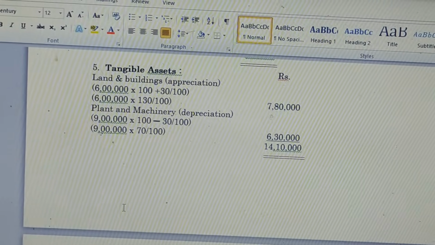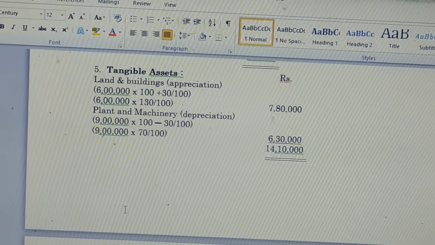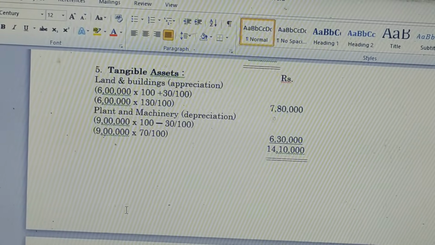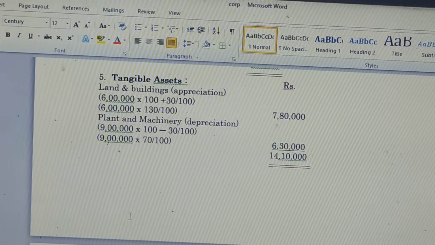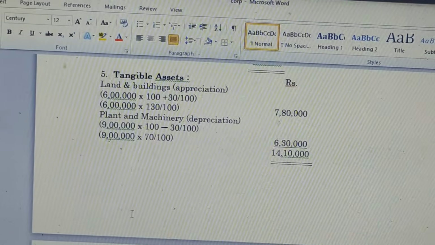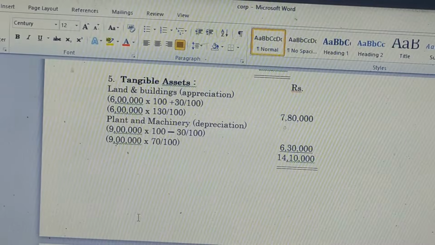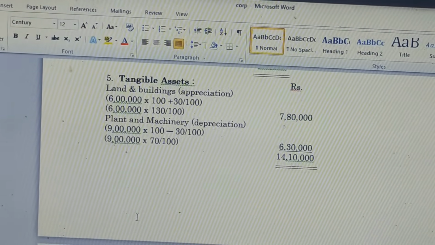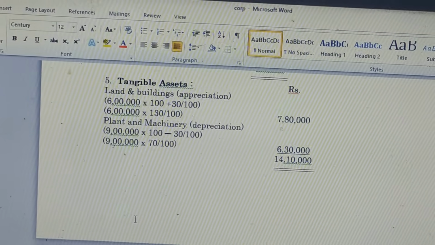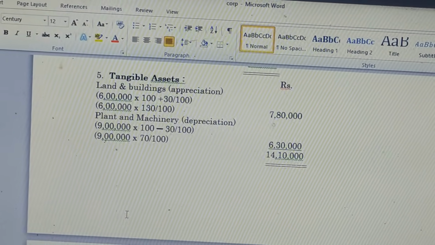And plant and machinery depreciation, it means we are going to reduce 30% value from the existing value of plant and machinery. So the old value of plant and machinery is 9 lakhs. Multiply with 100 minus 30 divided by 100. It means 9 lakhs multiplied with 70 divided by 100. We get 6 lakhs 30,000. So we are going to reduce 30% value of the plant and machinery amount.